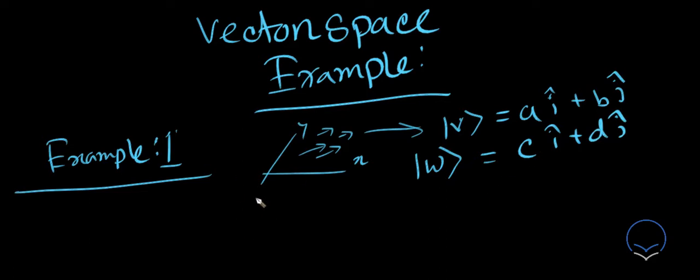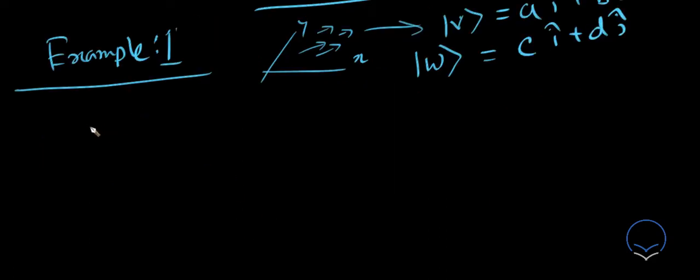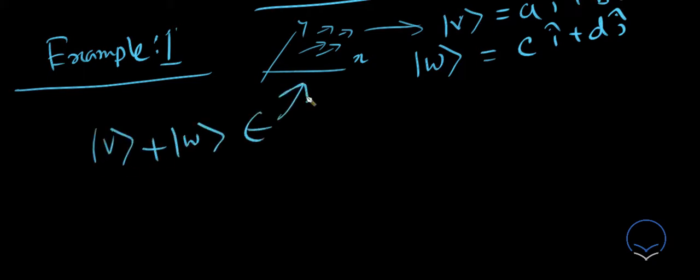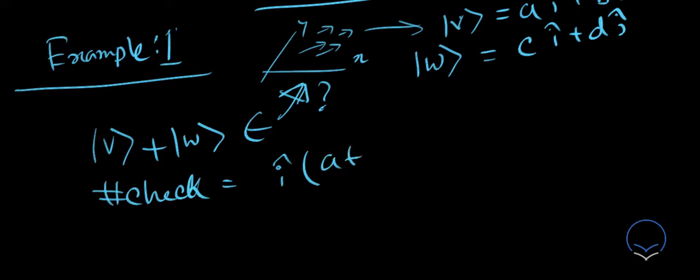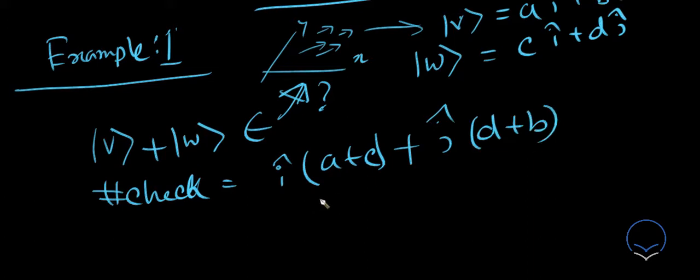Now we need to check the conditions, that is, whether v plus w belongs to this space as well. This is the thing we need to check. So here is the check. If we add these things, those components will add up, and you can see that this a plus c is something new. By new, I mean if you take a equals 1, c equals 2, this will give you a 3, that is a real number. Similarly for d plus b.